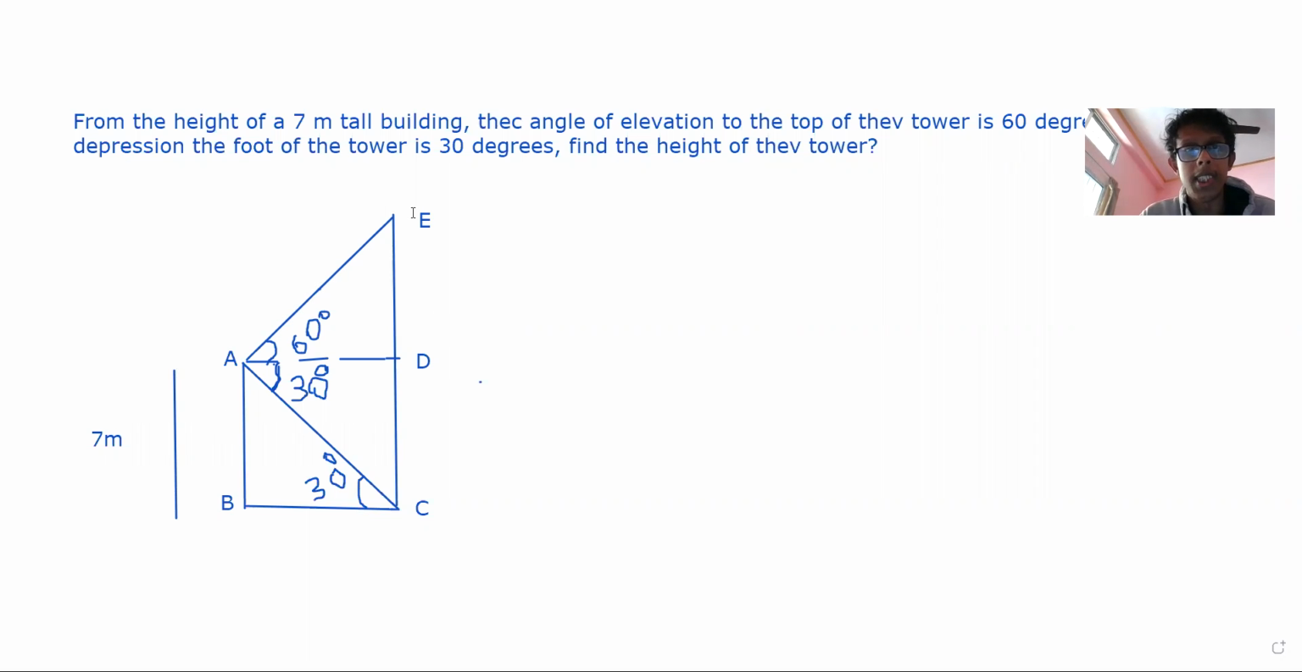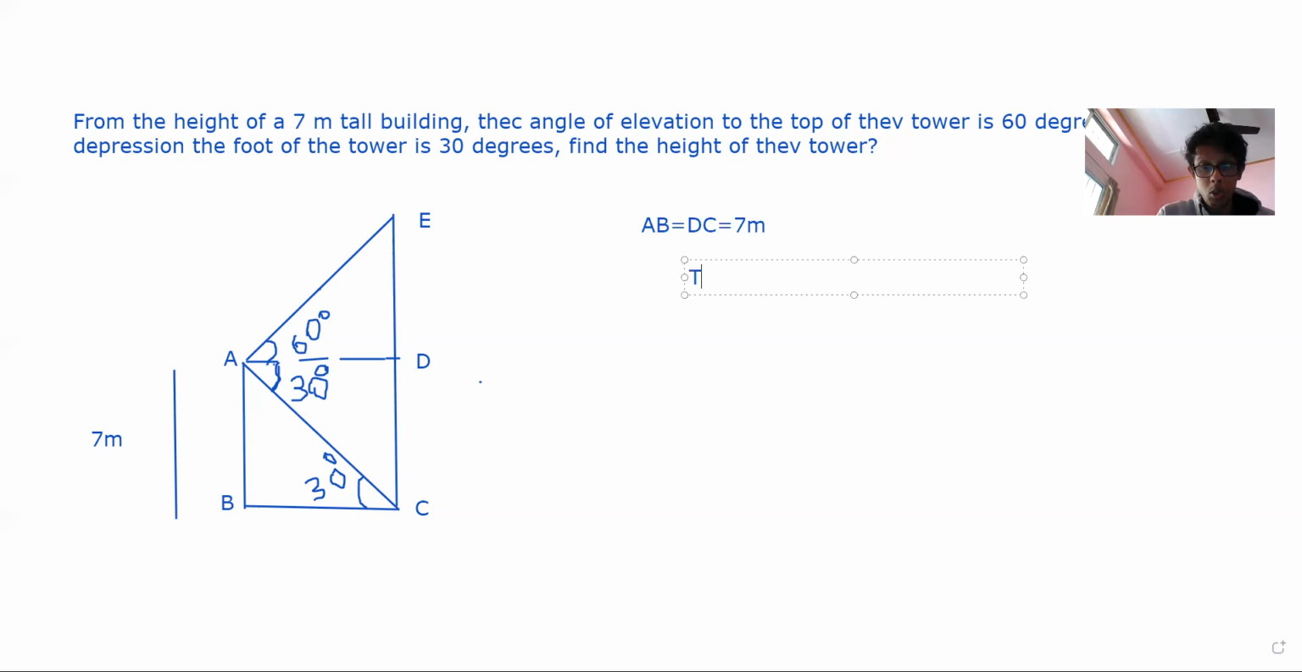Angle of elevation given is 60 degrees. And angle of depression to the foot of the tower, that is point C, is 30 degrees. Okay. So now we know that AB is equal to DC, equal to 7 meters. And BC is equal to AD. Okay. We are asked to calculate what? EC. Okay.